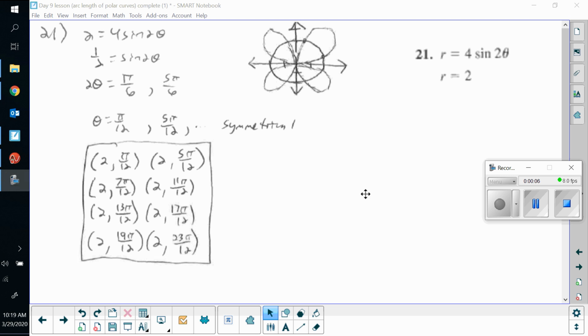Okay, so this video is just to provide a little clarification to number 27. You guys didn't do 21, but the work I have for it to find the intersection points is here because it was the same as question 21.